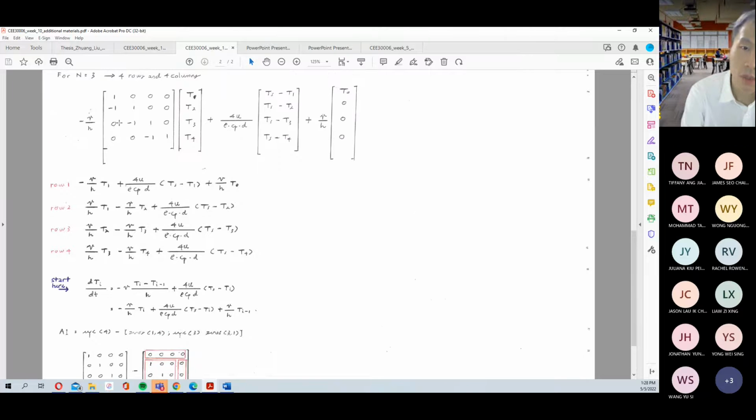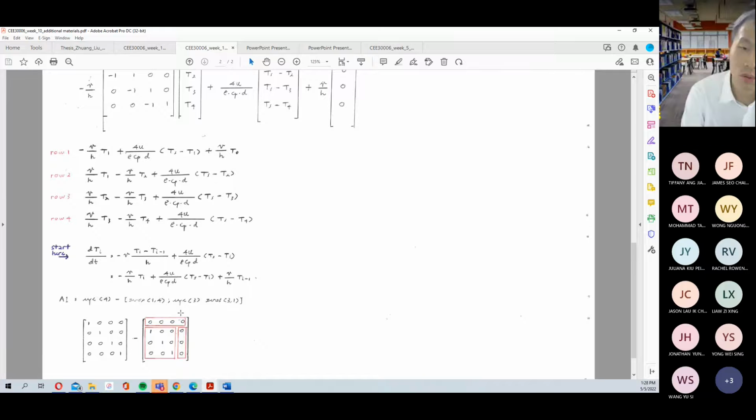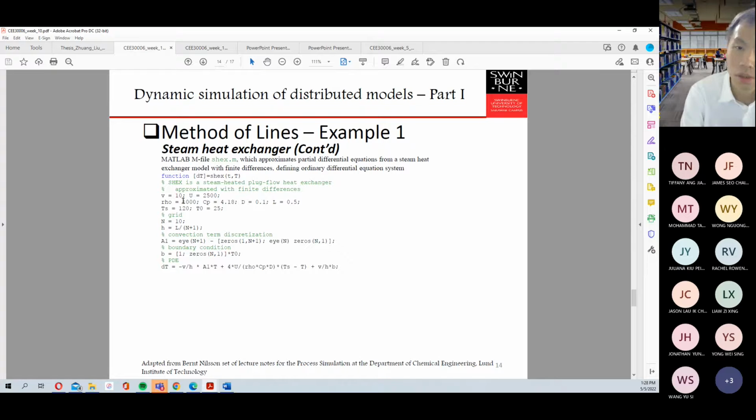Then you notice that this particular form of the matrix has a special form that you can approximate using this particular command in the MATLAB code to make it easier to code, right? So that's what we did in here. We basically do these things, and then your set of ordinary differential equations is represented by this particular line of the code.